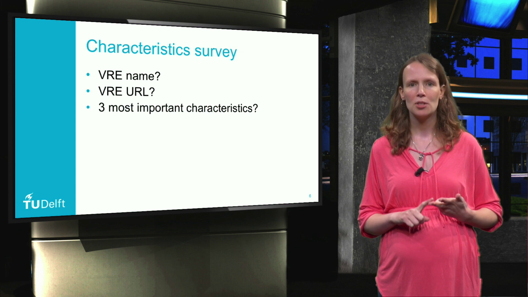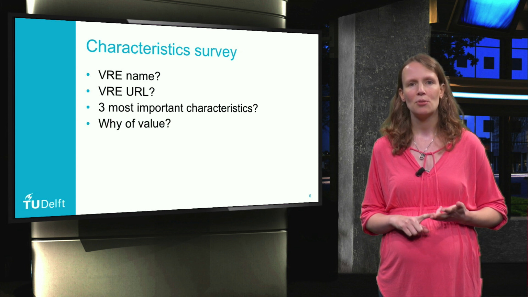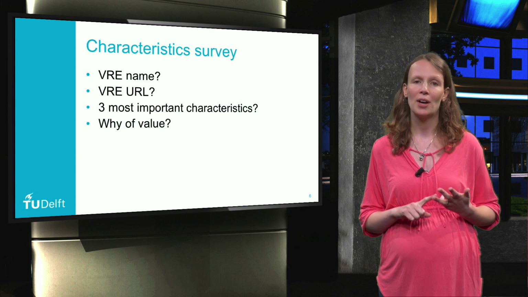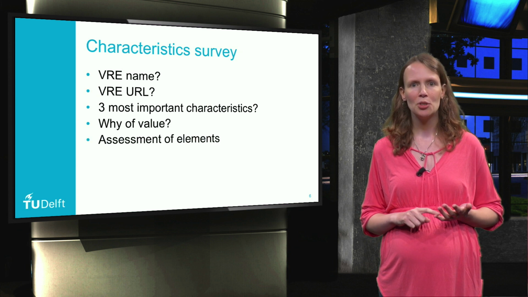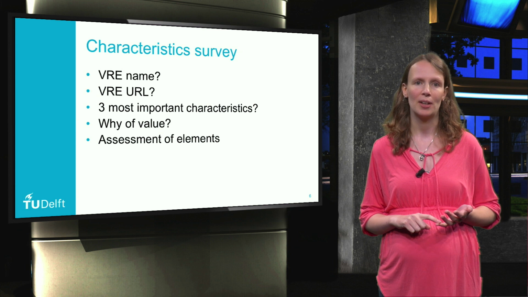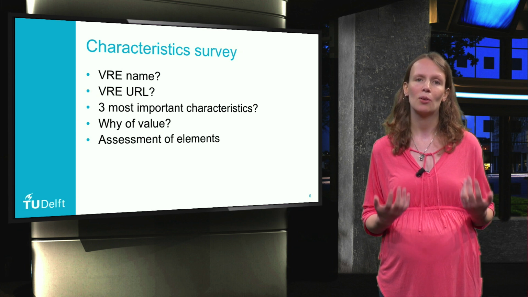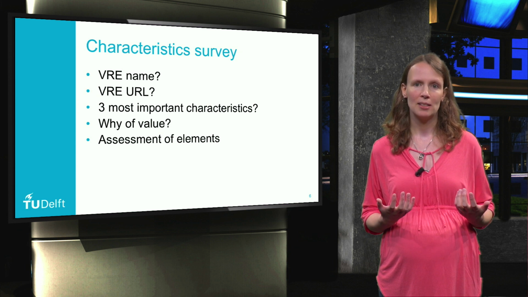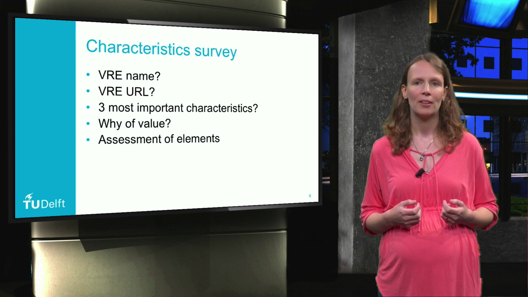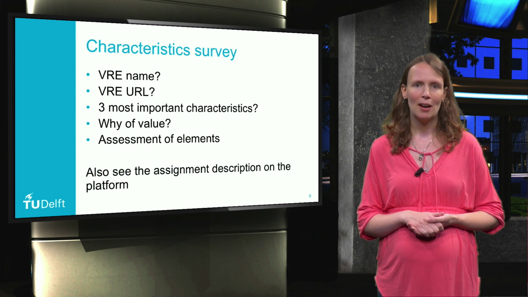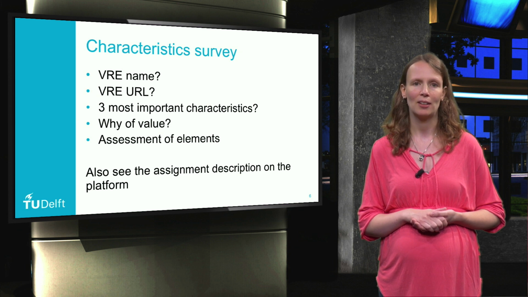What are the 3 most important characteristics of this VRE? Why could this VRE be of value? Provide at least 2 reasons. And on a scale from 1 to 10, how would you assess the following elements of the VRE? Usability, user experience, trustworthiness, data quality control, interoperability and standardization, and interaction and collaboration. We provide more information about how we define these elements in the survey itself and in the assignment description that you can find on the platform.